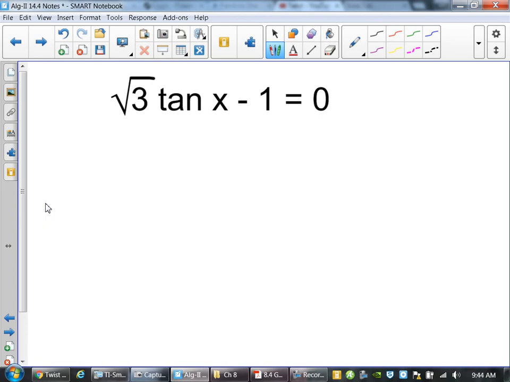What do you do first? You add 1. Add 1 divided by the root 3. I'm going to show you a little trick.